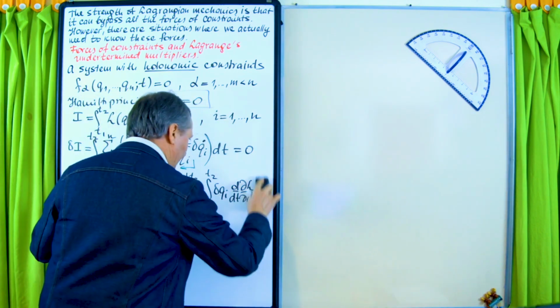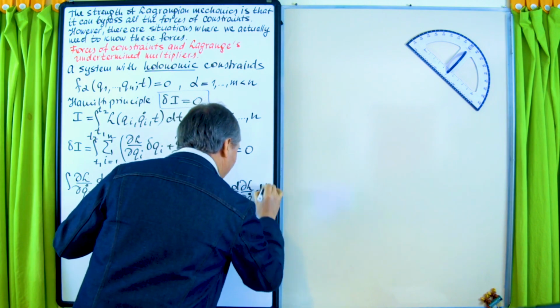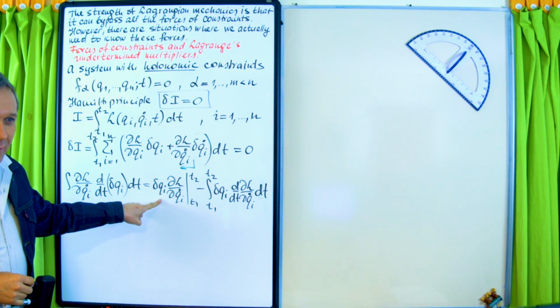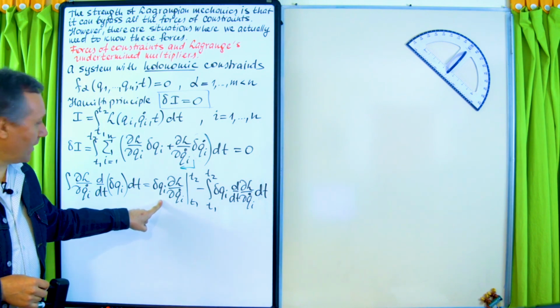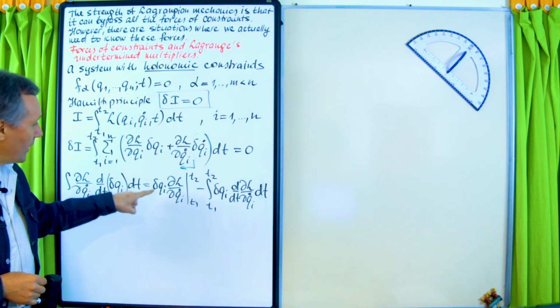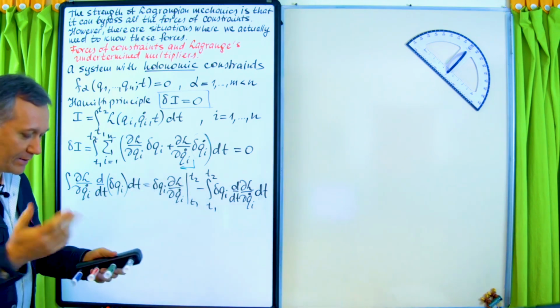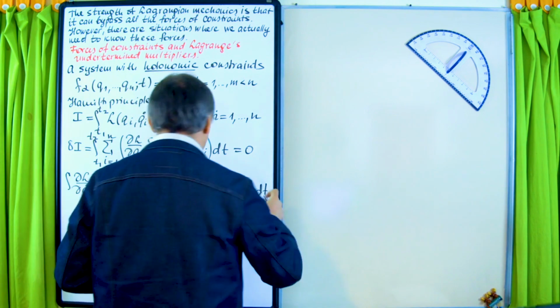Wait, not delta, dt. Right. Okay. What's the value of this first term? We have variation of q at the end points. You remember what we have in the Hamilton's principle, right?